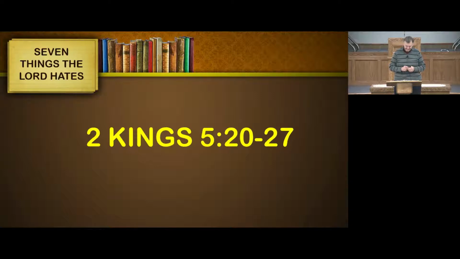"Is everything all right?" he asked. "Everything is all right," Gehazi answered. "My master sent me to say, two young men from the company of the prophets have just come to me from the hill country of Ephraim. Please give them a talent of silver and two sets of clothes." "By all means, take two talents," said Naaman. He urged Gehazi to accept them, and then tied up the two talents of silver in two bags with two sets of clothing. He gave them to two of his servants, and they carried them ahead of Gehazi.